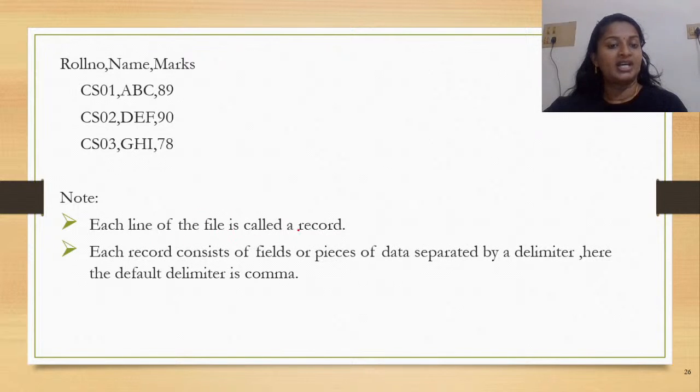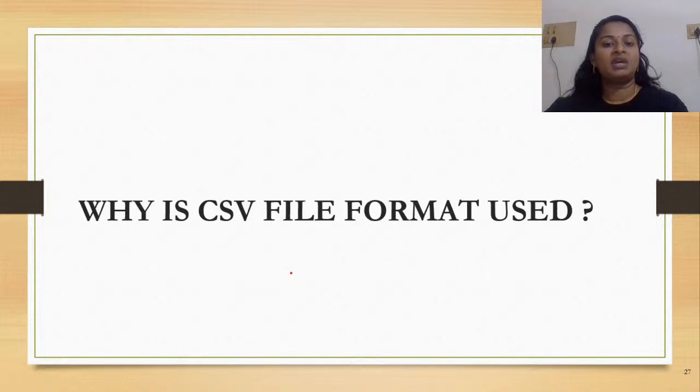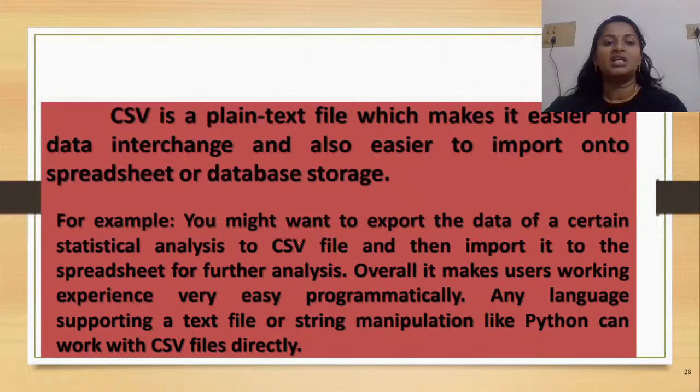So here each line is called a record, and the record consists of pieces of data separated by a delimiter, and here the default delimiter used is comma as per the definition. Now the next and main thing that we need to understand is why the CSV file format is used. CSV is a plain text file, which makes it easier for data interchange and also easier to import onto a spreadsheet or database storage.